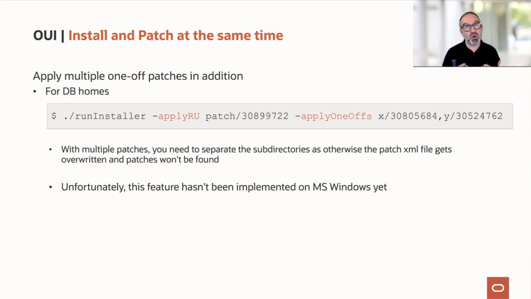But when you apply more than one RU, but also one-off patches in addition, it's important that you keep the subdirectory trees completely separate. Otherwise, if you unzip all of them under one single directory, maybe for instance under patch, then the patch XML file will be overwritten by the next patch and the next patch again, and you can't install it because the installer won't find the different patches you would like to apply. So the rule is, if you use that and you have more than one RU, or you have one-offs as well, keep them in totally separate directory trees, and then the installation will find them.